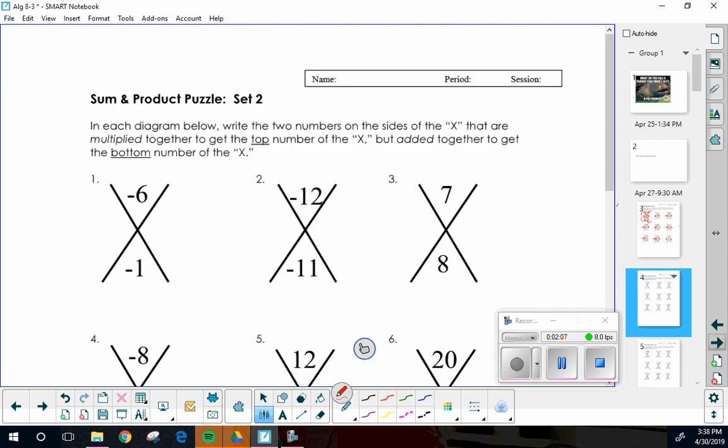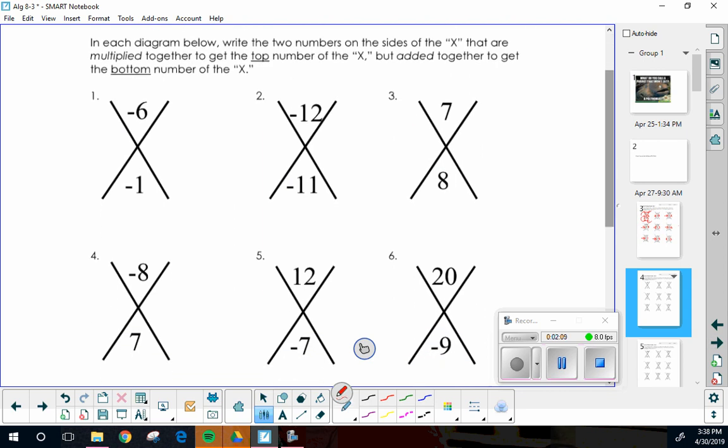And so on these next puzzles, probably we'll only do these top 3 or top 6. So I'm going to let you work these in your groups, and then we'll come back and talk about the answers.